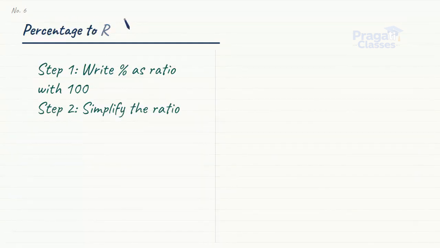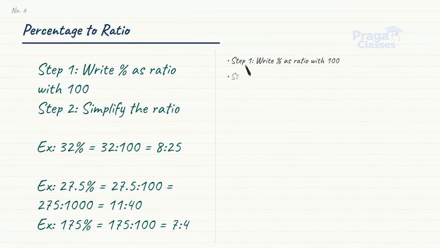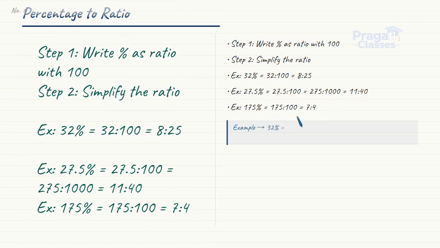We've mastered fractions and percentages going both ways. Now, a ratio is just another way of comparing two quantities, and you can write a percentage as a ratio too. Stay with me on this one. The steps are up on the board. Step 1. Write the percentage as a ratio with 100. So 32% becomes 32 to 100.